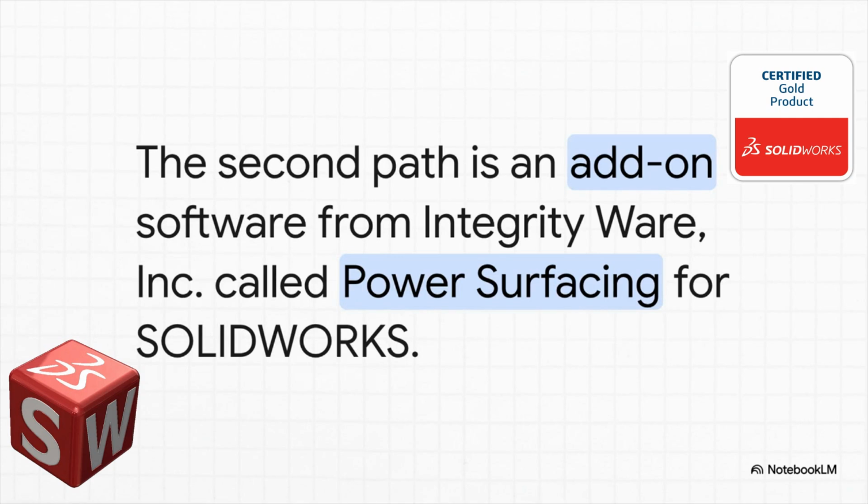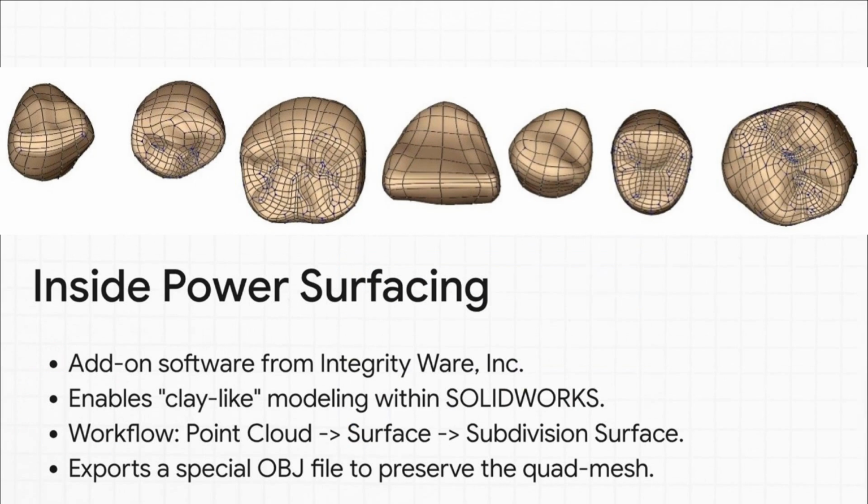Now, the second path gives you that same level of control, but through a really powerful add-on software from Integrity Wear Inc. called Power Surfacing for SolidWorks. This takes a bit of a different approach by bringing that digital clay functionality right inside the desktop application you already know. So this tool from Integrity Wear brings that digital clay workflow directly into the familiar SolidWorks environment. It uses this really clever process where your scan data gets converted into something called a subdivision surface, which is just the technical term for that clean, editable artist's grid. And, crucially, it saves your work in a way that preserves that beautiful grid, so you can always go back and fine-tune your design with that same intuitive control.